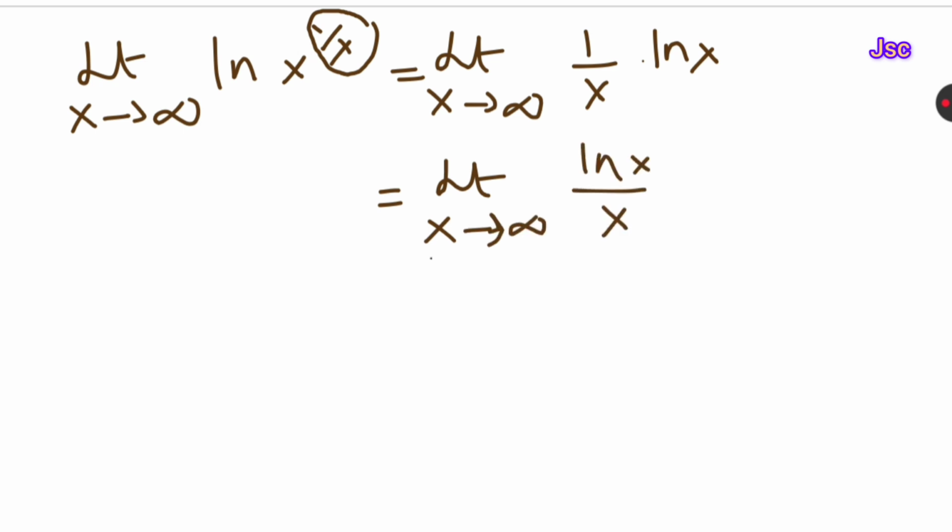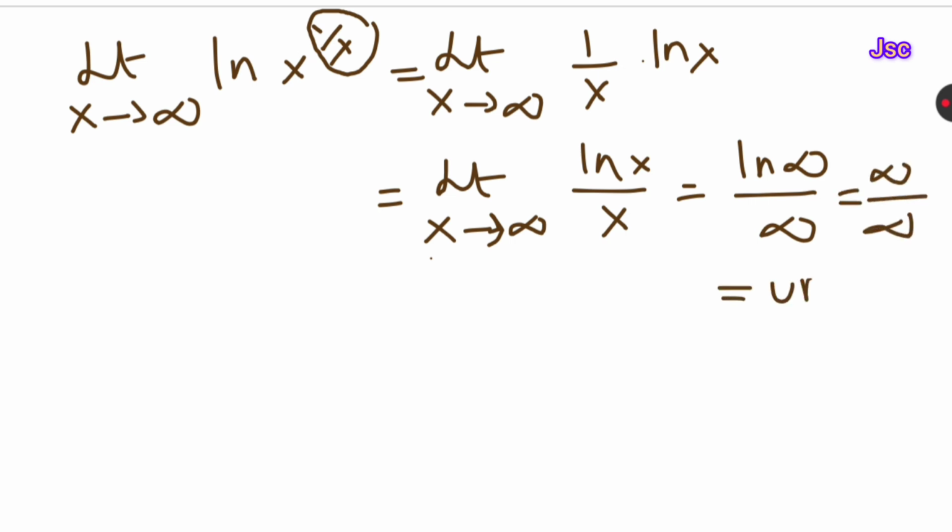Now substitute x as infinity in here. So that is ln infinity over infinity. ln infinity, the value is infinity only. So infinity divided by infinity, that is undefined. Whenever the function is indeterminate, you have to apply L'Hospital's rule and re-evaluate the limit. So that's why I am applying L'Hospital's rule here. So what is L'Hospital's rule?